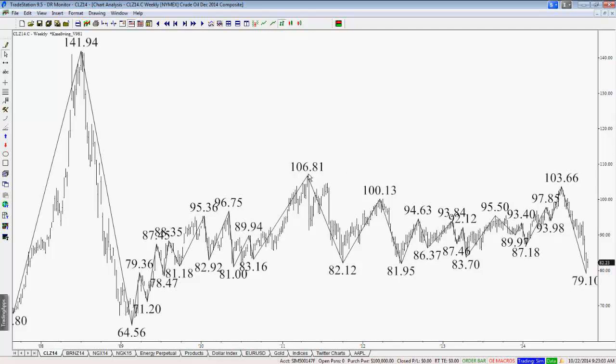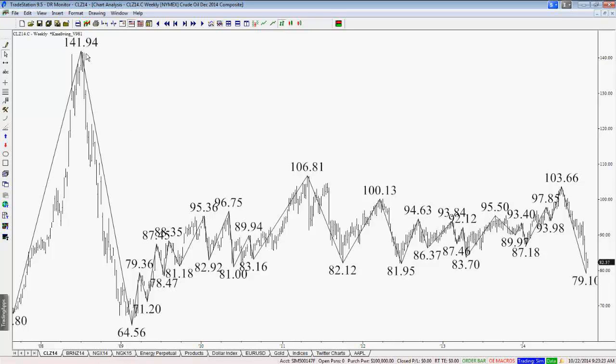Well, actually, I could even take the 82.12, or excuse me, 81.95. So 106.81 to 81.95 up to the 103.66. Now you'll notice that from 103.66, we just have a move down to 79.10. That's because I'm on a weekly chart right now. All right, we don't have any detail.